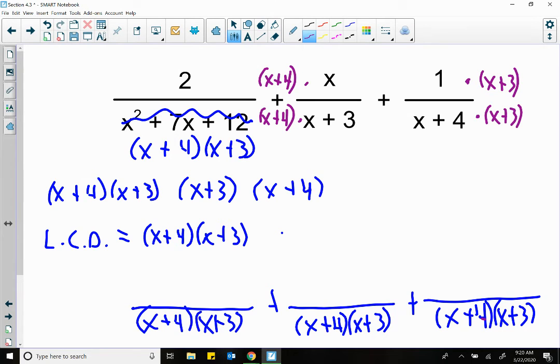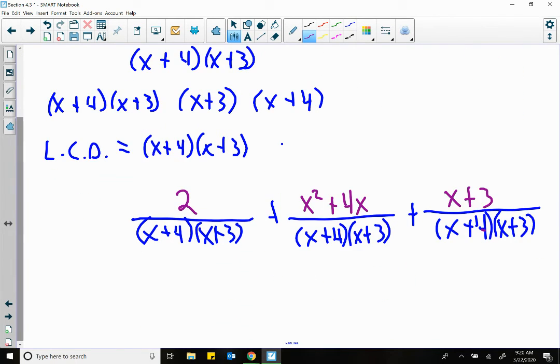So now we can go through and figure out all of our new numerators. So the first one stays as a 2 because the denominator already matched. And this one, you need to make sure that you distribute through. x times x is x squared. x times 4 is 4x. And then on the bottom, the last one, you got the 1 that distributes through there, but that's not going to change anything. And you're going to have x plus 3. And there we go. Okay, now again, we're right back to what we did a moment ago.